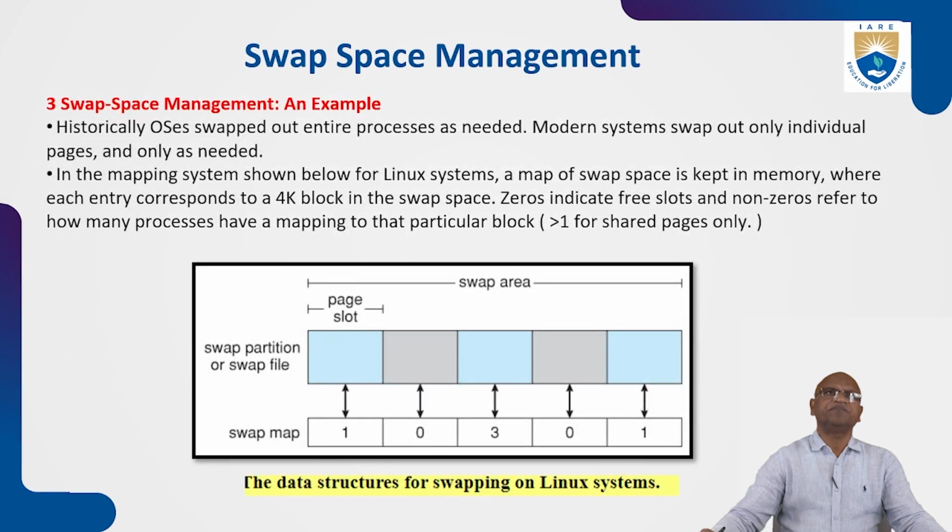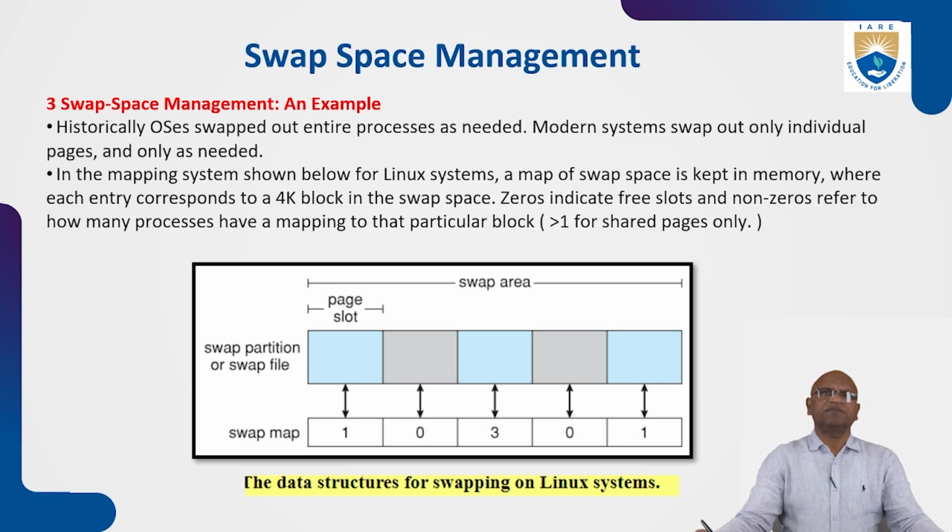Historically, OSes swapped out entire processes as needed. Modern systems swap out only individual pages and only as needed. So we have seen the paging concepts in virtual memory management. In the mapping system shown below for a Linux system, a map of swap space is kept in memory where each entry corresponds to a 4 kilobyte block in the swap space. Zeros indicate free slots and non-zeros refer to how many processes have swap mappings to the particular block.